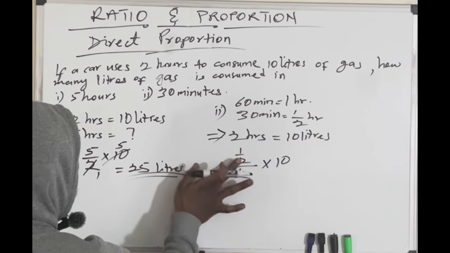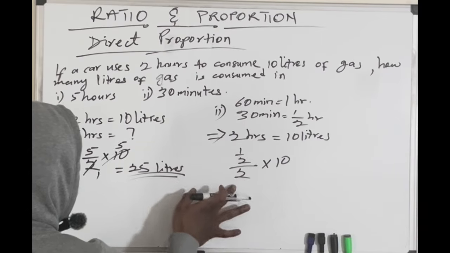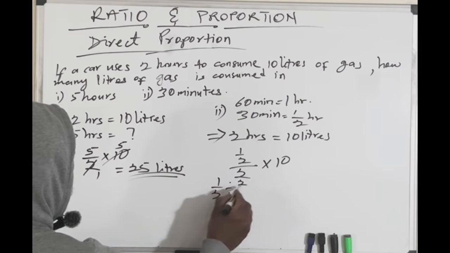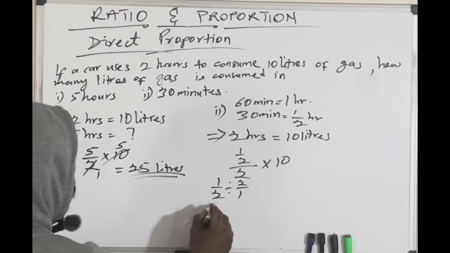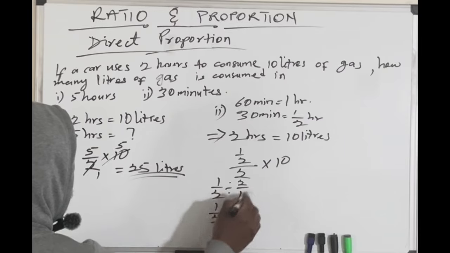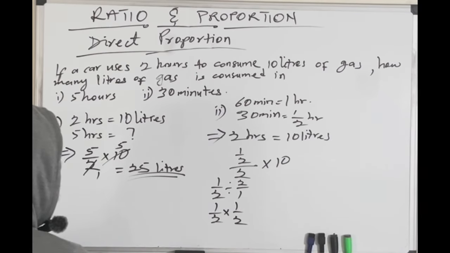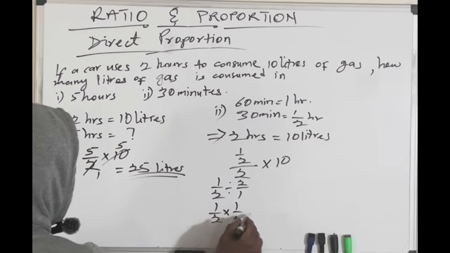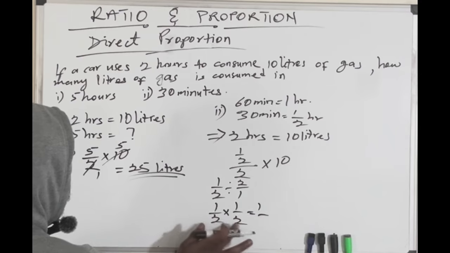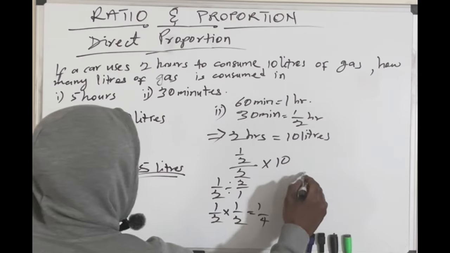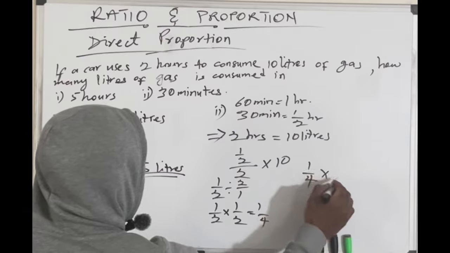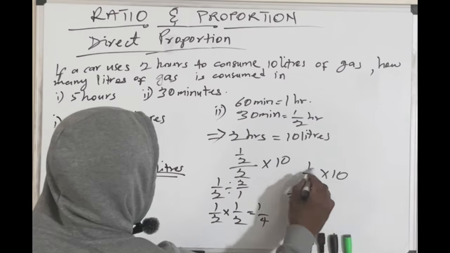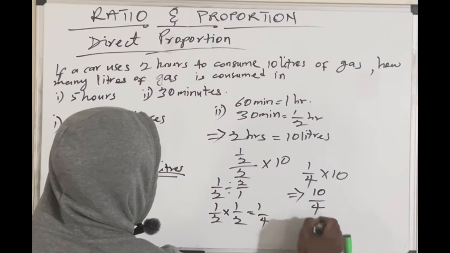So we have 1/2, all over 2, or half over 2. Let's write it this way: 1/2 divided by 2 over 1. Let's change it to 1/2 times 1/2. If you watch my fraction video, you understand what we are doing here. 1 times 1 is 1, then 2 times 2 is 4. So right now we have 1/4 times 10. And then we have 1 times 10 is 10/4.